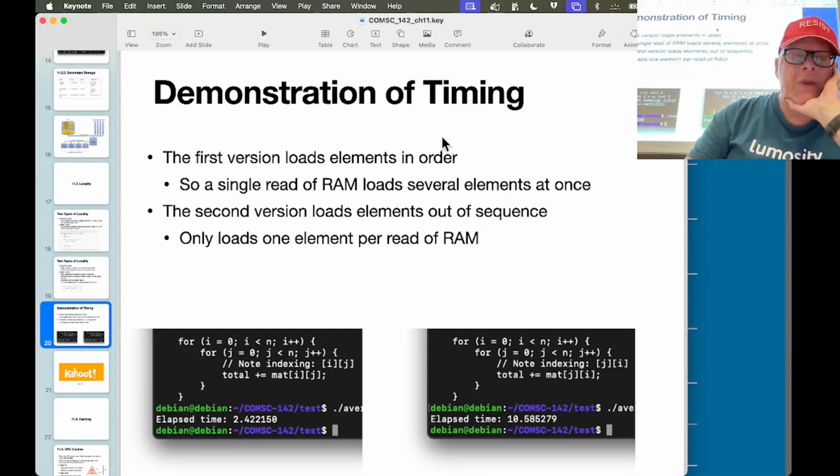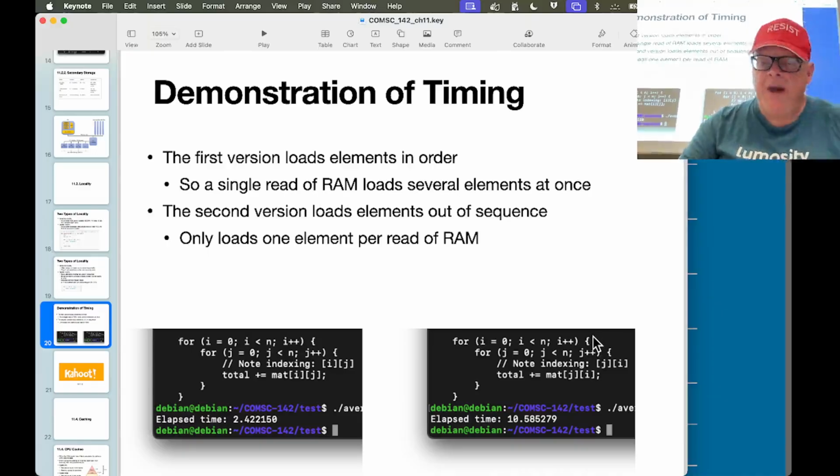And so here's one that loads elements in order, so it's only 2 seconds, and here's the one that loads them out of sequence, so it has to get only 1 element per read of RAM. Even though it could read, say, 4 elements, it only wants the first one, then it skips to another one far away, so you waste a lot of time, and it's much slower.